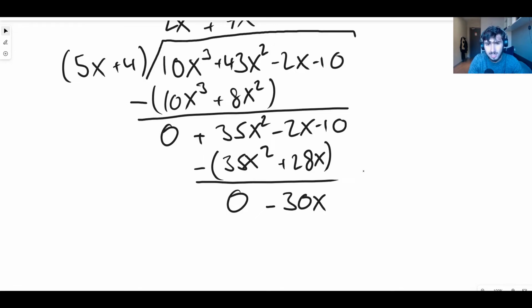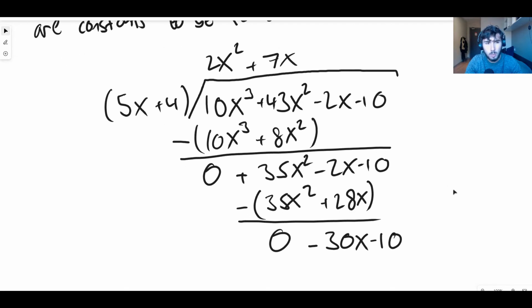And again, the minus 10 just comes down, so we get a minus 10 right there. Okay, then we do minus 30x divided by 5x, which is equal to minus 6. So we take our minus 6 and put it up here, just like that.